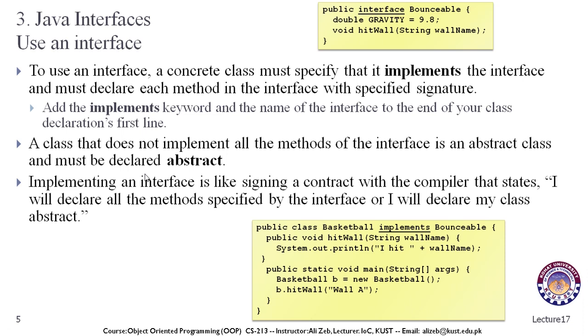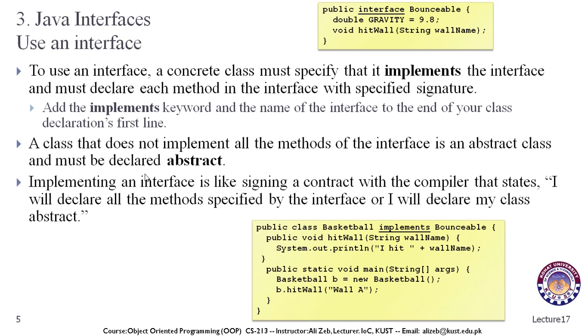Implementing an interface is like signing an agreement with the compiler that states, I will declare all the methods specified by the interface or I will declare my class abstract. So it can be said in simpler words that whenever you implement an interface in a class, you must implement all the methods of that interface in your class. Otherwise, your class must be declared as an abstract class.